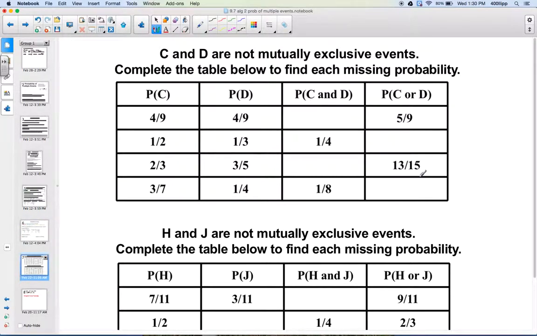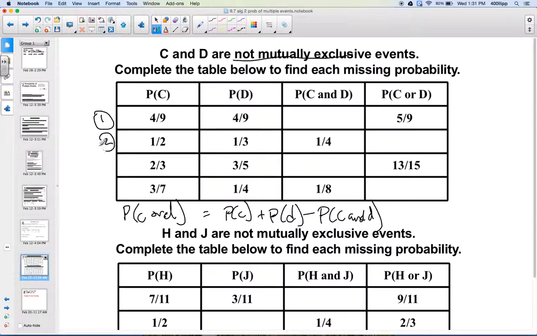Finally, for this last part, all you're going to do is just plug these in. Since it says that these are not mutually exclusive events, you're just going to plug it into the formula: the probability of C or D is equal to the probability of C plus the probability of D minus the probability of C and D. So you just plug these in. We can do one here. This is number 1 and number 2 and so on.